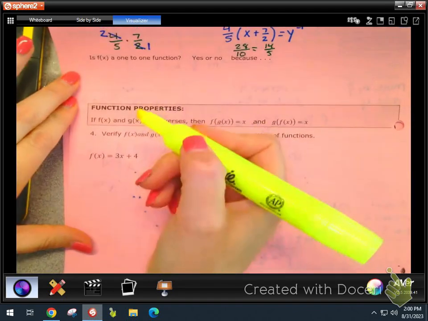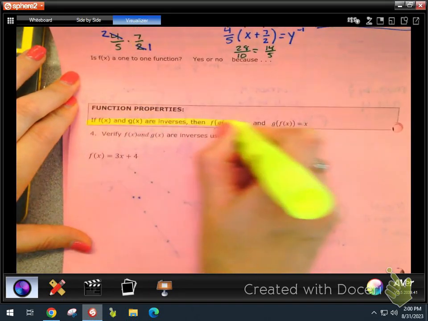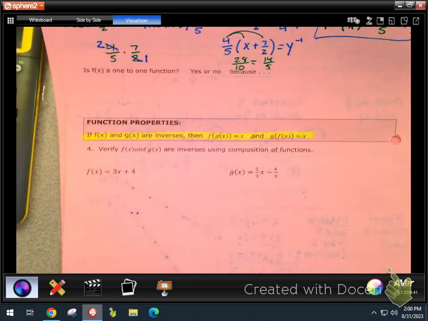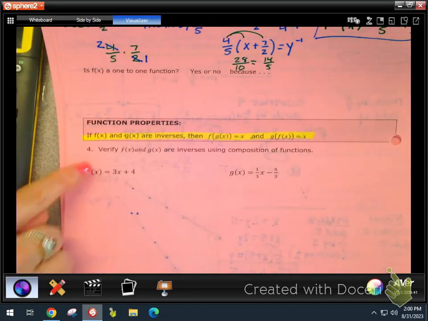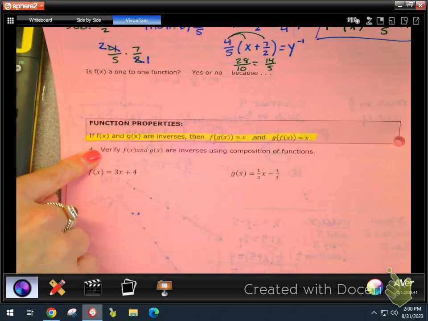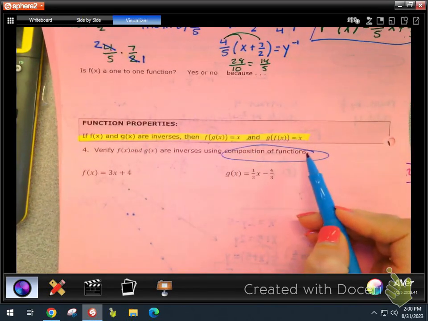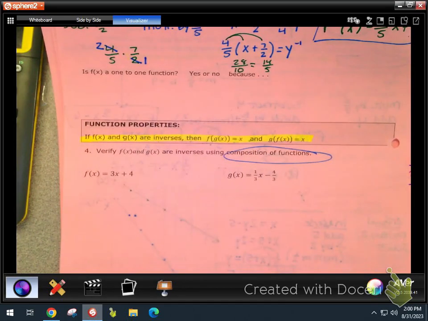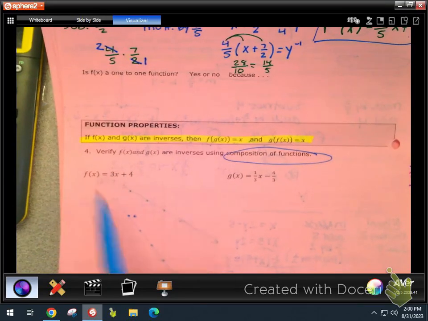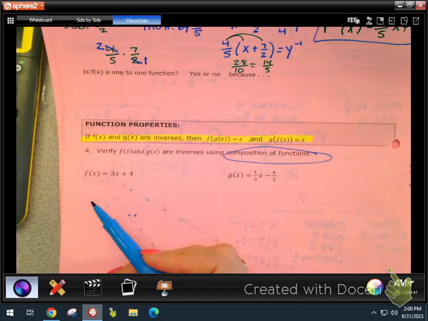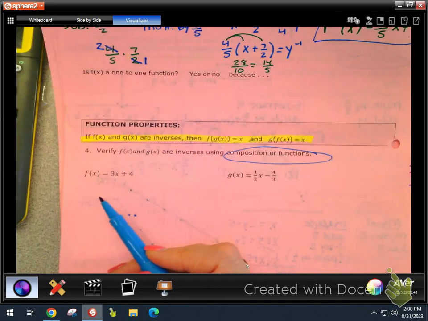Okay? So here's the property. I'm going to highlight it. And so my question, and how you're going to see this, is like this: verify if these two functions are inverses. Here's what you should not do if you want to get full credit. If it says using compositions of functions, you better be doing compositions of functions. Don't just find the inverse and say, nope, it doesn't match. That's not what I'm asking you to do. I want you to prove it to me using compositions.